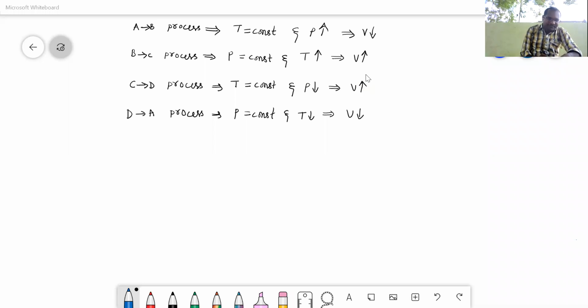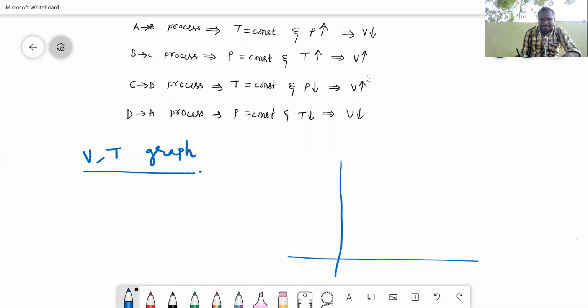Now, VT graph. Let us draw. Here you take T, here you take volume. This is the y-axis, this is the x-axis. Now, whenever you are starting the graph, start from the middle. I am starting from here. I don't know which side to draw, up or down, right or left. Okay, starting from the middle, process AB.